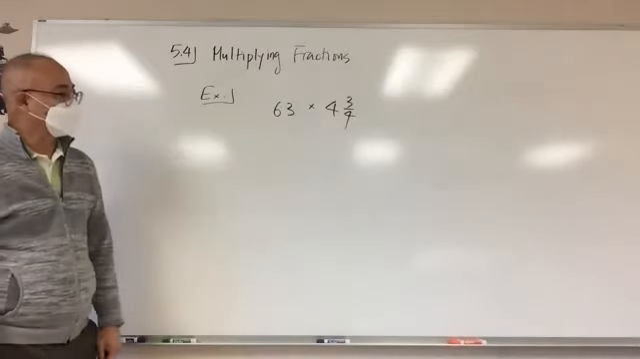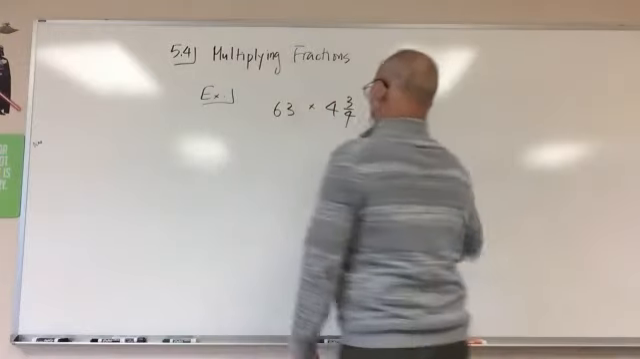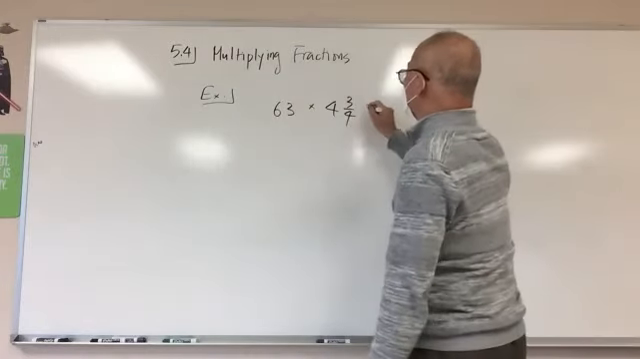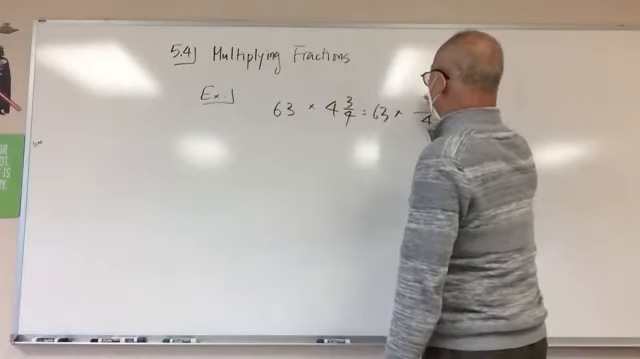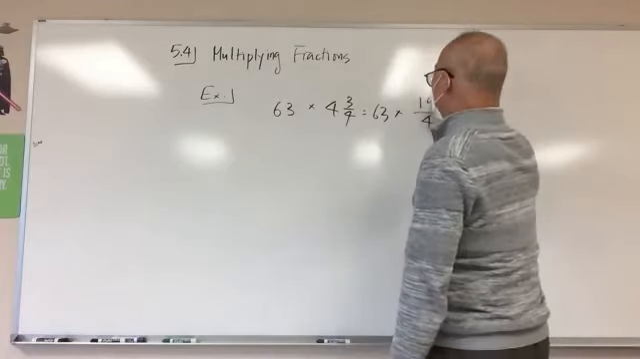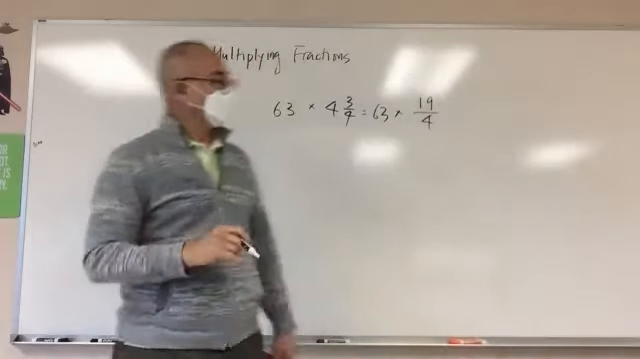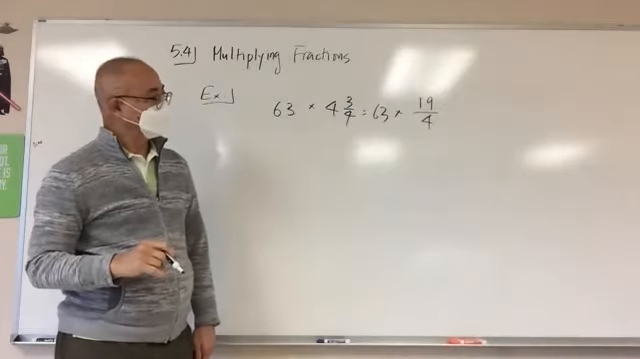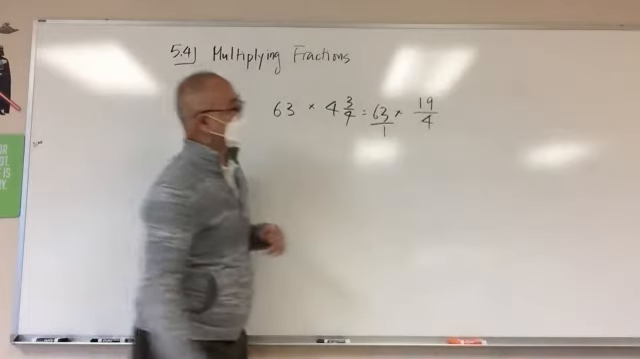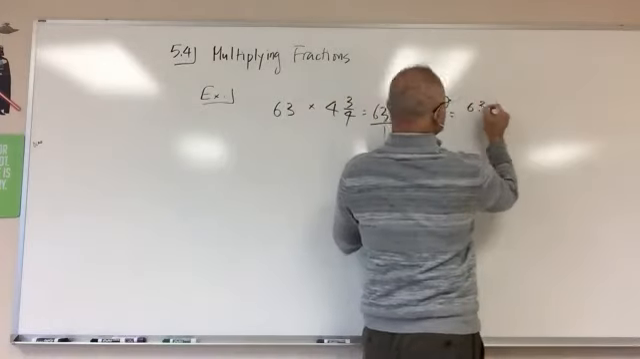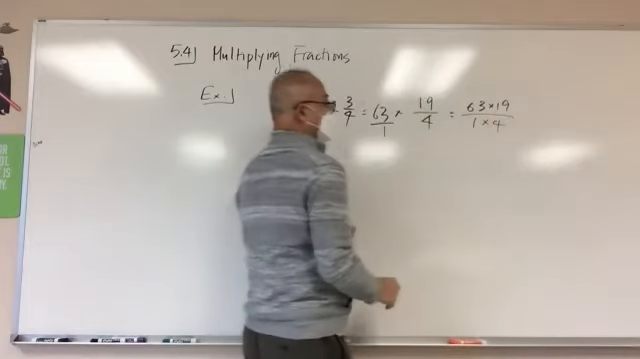So you do 4 times 4, then you would add the 3. Okay, so you're putting this into an improper fraction then, right? Yep. So it'd be 19 over 4. And what's the next step? Then you would multiply them. So you multiply now, because this is the same as this, right? Yeah. So now you're going to go ahead and multiply 63 times 19, 1 times 4.